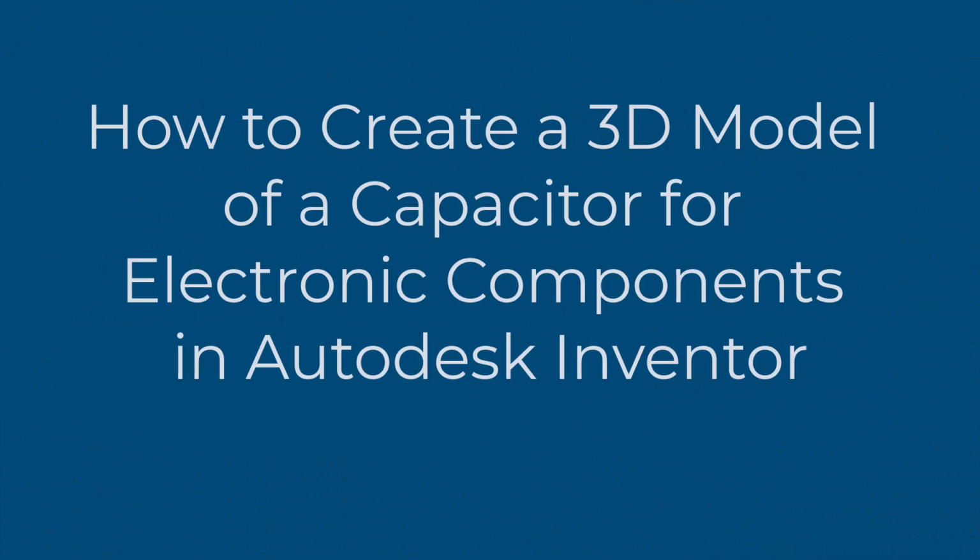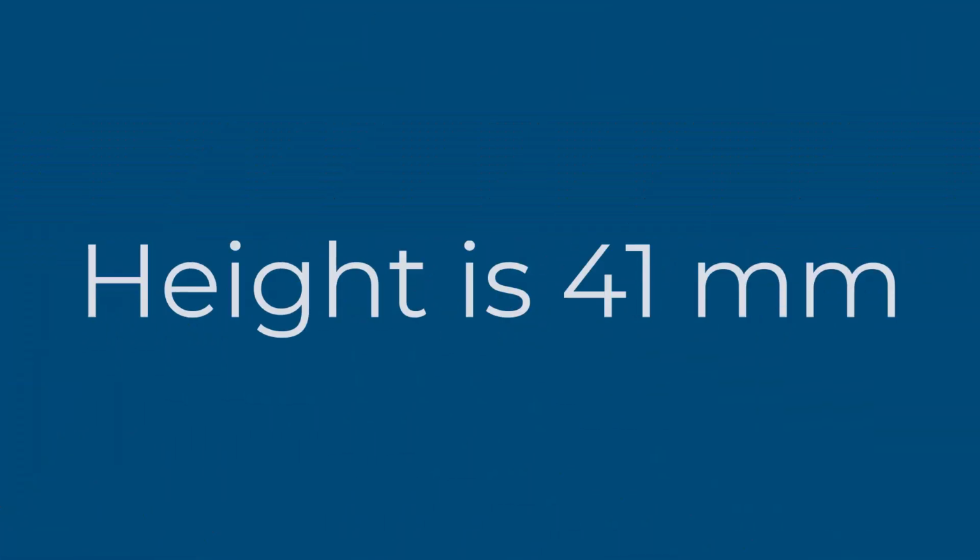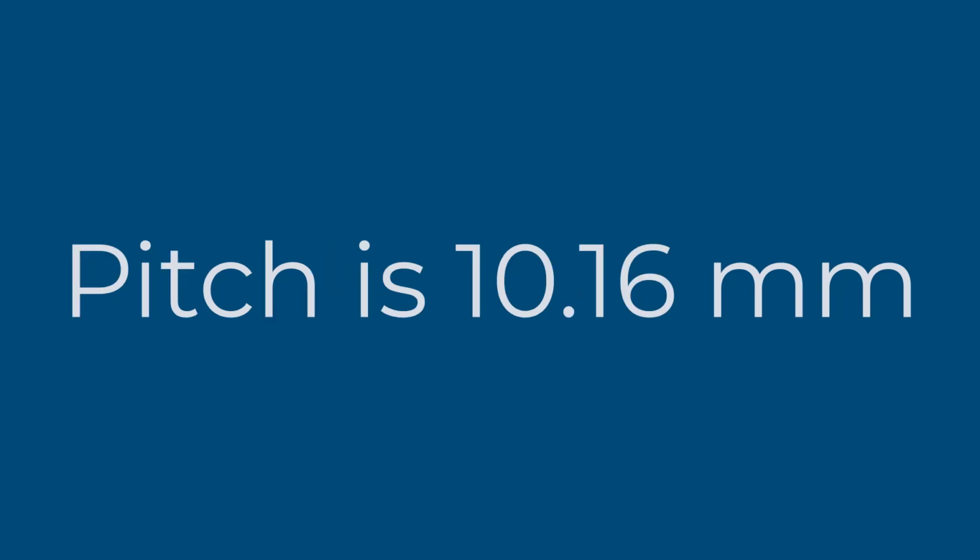How to create a 3D model of a capacitor for electronic components in Autodesk Inventor. The capacitor we are going to model in this video has the following dimensions: the radius is 11 mm, the height is 41 mm, and the pitch is 10.16 mm.